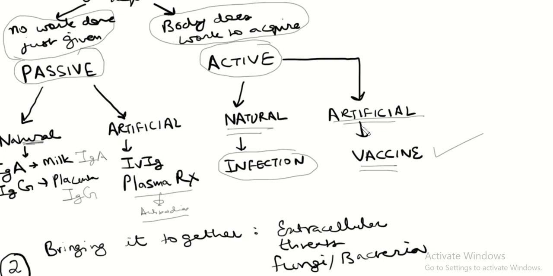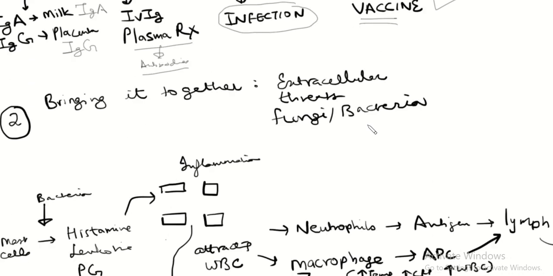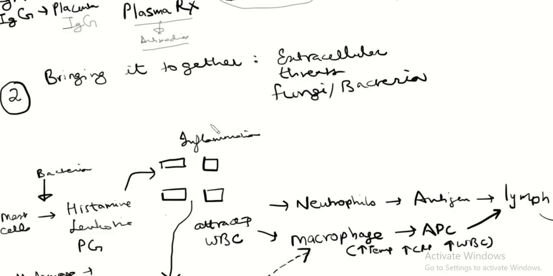That's another way we divide the immune system. And as we're looking at therapeutics, this will come to pass, especially when we're looking at antibody therapy and vaccines. So let's talk about how we bring it all together.